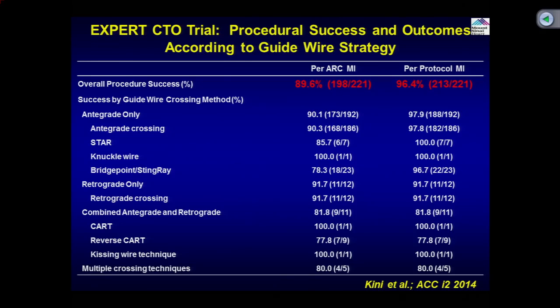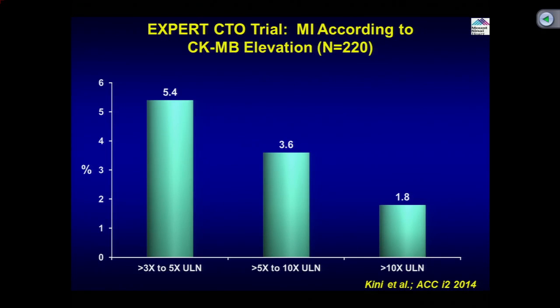And various techniques, whether it was antegrade, retrograde, and star, kissing, knuckle, all kinds of techniques. So many times the combined technique was also used in this trial. And this is the CKMB elevation during the trial, where majority of them were between 3 to 5 times. Again, very little, only about 5.4%.